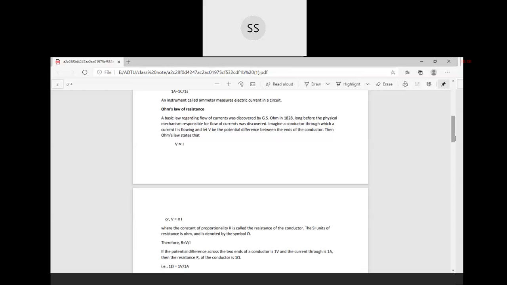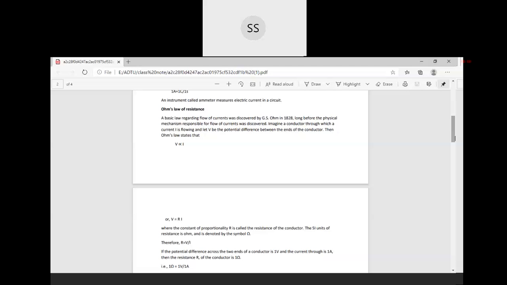So potential difference is directly proportional to current I. We cannot get a particular value by using the proportionality sign, so we need to remove it. To remove that proportionality sign, we need a constant. We put the constant as R. So V equals IR. R, the proportionality constant, is called the resistance of the conductor or resistance of the circuit. The resistance will always try to oppose the current.